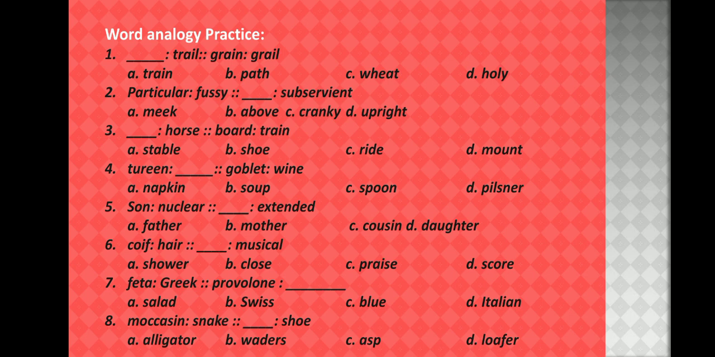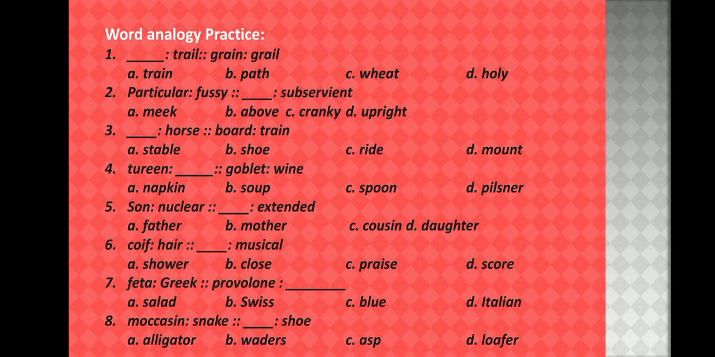Next, sun, nuclear, dash, extended. It is a beautiful thing. The answer is C, cousin. A son is a part of a nuclear family, and a cousin is part of an extended family.